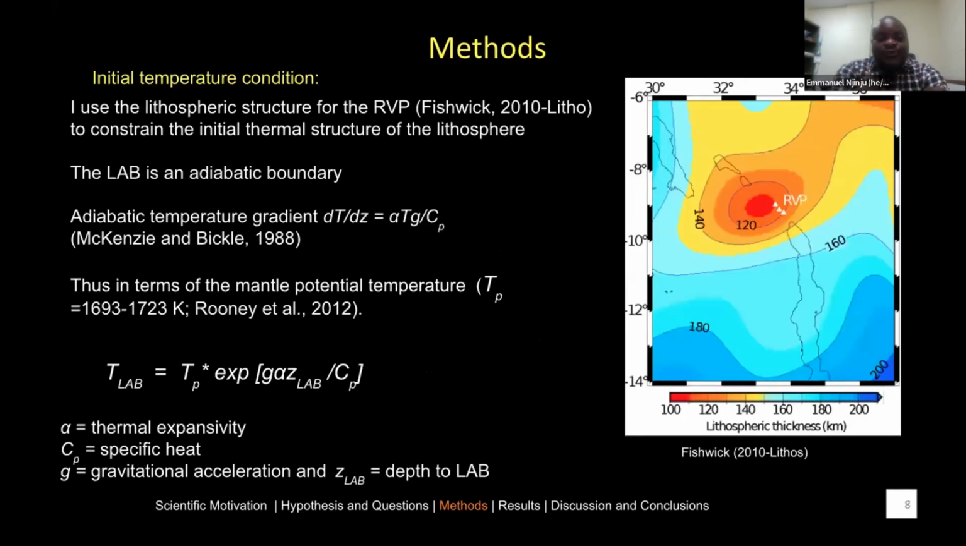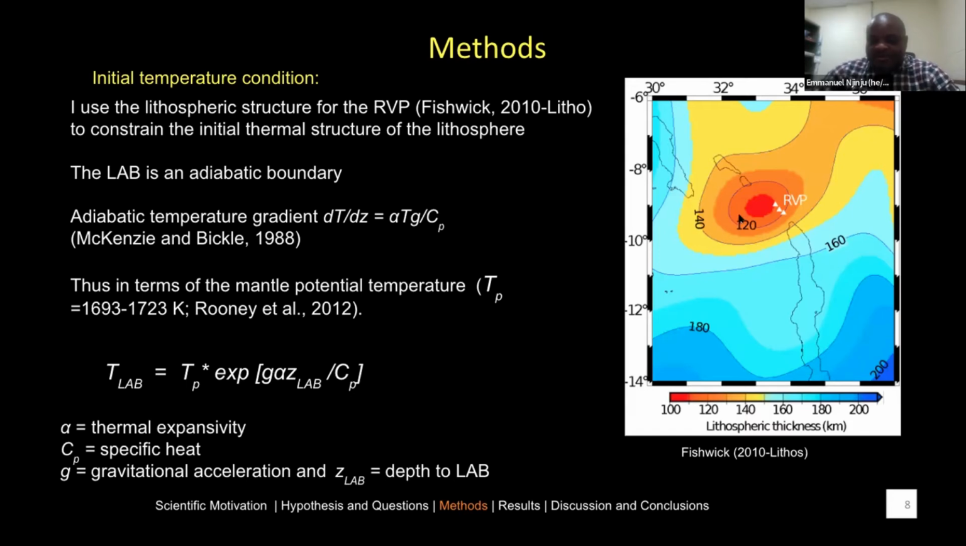An important point to note in our model is how we constrain the initial temperature condition. We use the lithospheric structure beneath the Rungwe volcanic province, which is part of the lithospheric structure of Africa derived by Fishwick in 2010 from surface wave tomography. And the image you see here is a lithospheric thickness map.